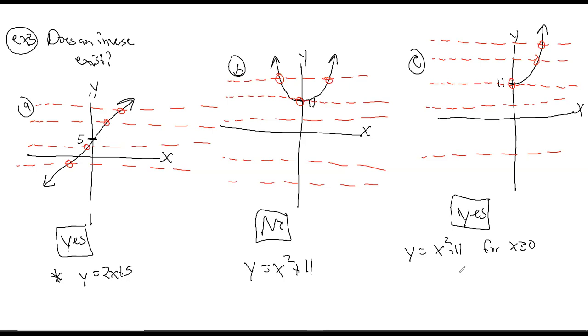So pretty easy to tell whether an inverse exists or not graphically. You just have to remember the details. You have to remember that touching twice is bad. And you have to do horizontal lines, not vertical lines.